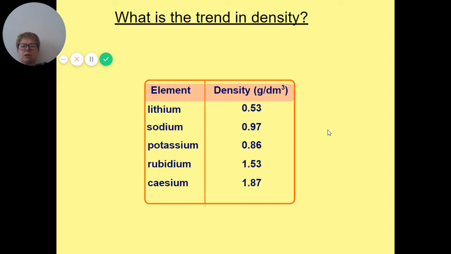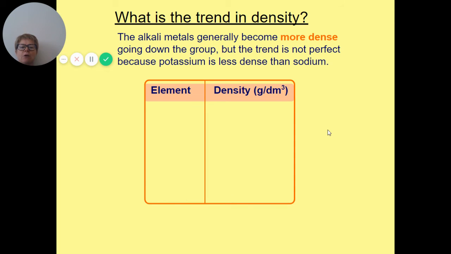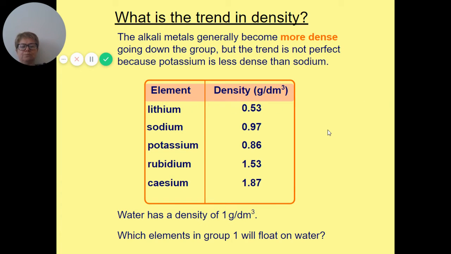Well, the general trend, in other words, the pattern, is that as you move down the periodic table, the density increases. That's not a perfect pattern because, as you can see here, the density of sodium is slightly higher than the density of potassium. But generally speaking, the trend is that the alkali metals get more dense as we go down the periodic table, okay?